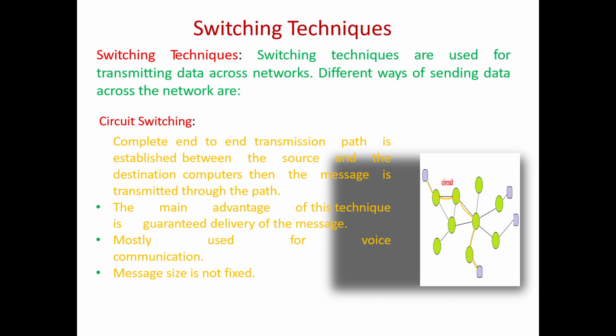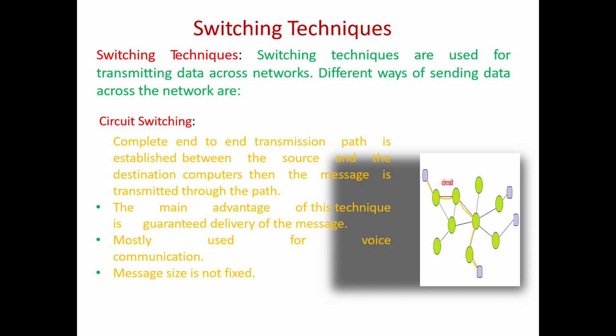The second important point about this one is that when you deliver a message using this switching technique, it is 100% guaranteed that it will be delivered to the destination. We can imagine this switching technique by taking the help of the telephone network. In the telephone network, there is always a physical path between the source and the destination. I am talking about landline telephone networks, and you know that landline phones are always used for voice communication. And the third point: message size is not fixed.